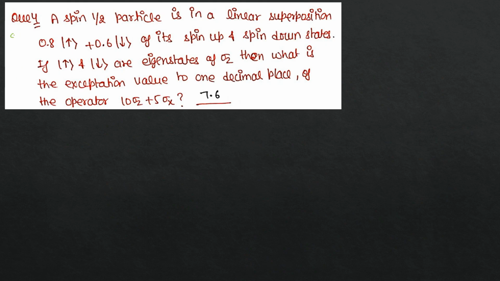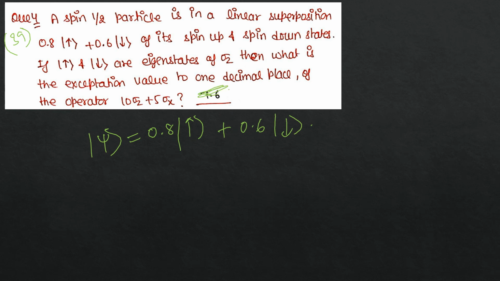Question number 39. Spin of particle is in a linear superposition of this one. So for example, the wave function psi is equal to 0.8 spin up plus 0.6 spin down. Okay, so spin up, spin down state.